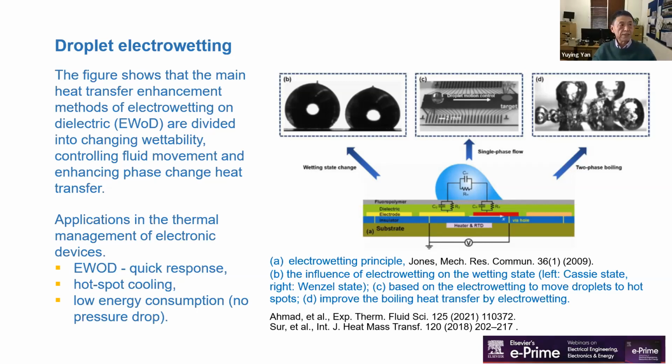Nowadays, droplet electrowetting has many applications in thermal management of electronic devices. The representative technology for droplet electrowetting is so-called electrowetting on dielectric, or EWOD, which has the advantages of quick response, hot spot cooling, and low energy consumption because of its low pressure drop. The mechanism for a drop to move from stationary based on EWOD, and the characteristics and polarization theory, have been intensively studied. At present, this method has major applications in digital microfluidics, which is widely regarded as an elegant technology to reduce reagent and energy consumption.